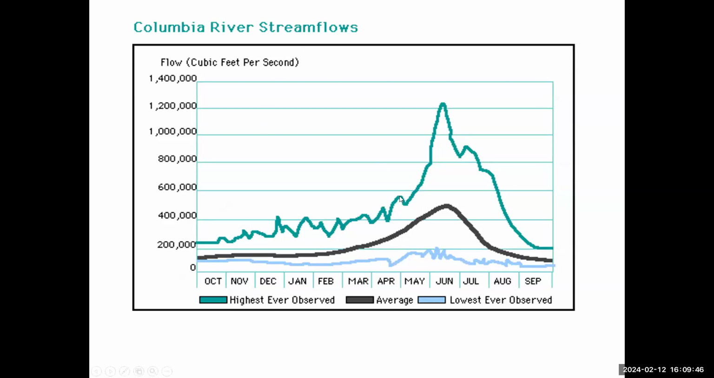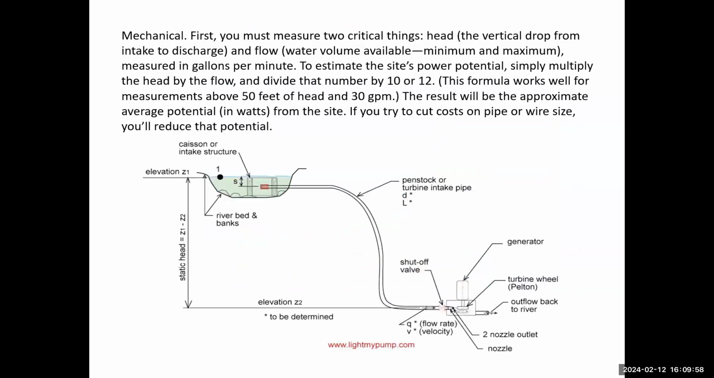So the reason we can do that is we have a very large river, the Columbia River. We dammed it up completely at Bonneville. And we capture a lot of water that we then can drop and create electricity. All right. So let's talk about this micro hydro system.